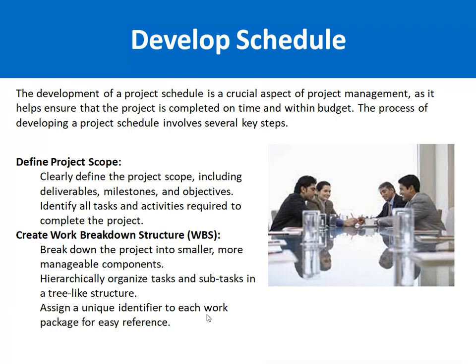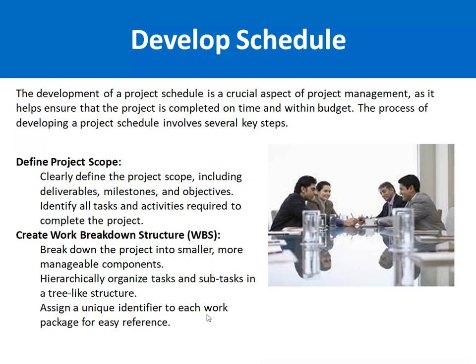Once the scope has been identified, that these things are included and these things are not included, we create a Work Breakdown Structure, WBS. WBS is basically a simple concept of divide and rule. In this approach, we divide the complete project into smaller pieces so that we can estimate time and cost, and it will be easier for us to manage as well.